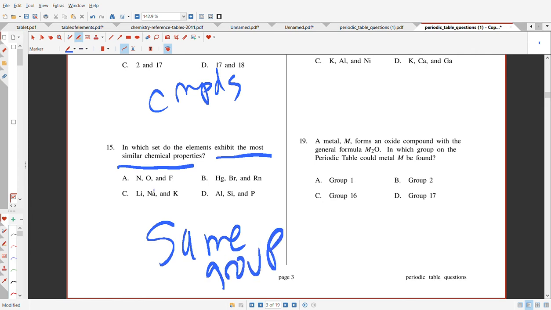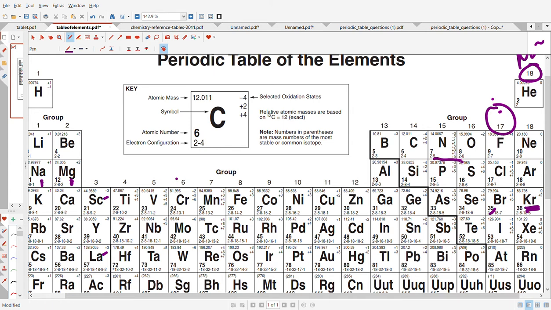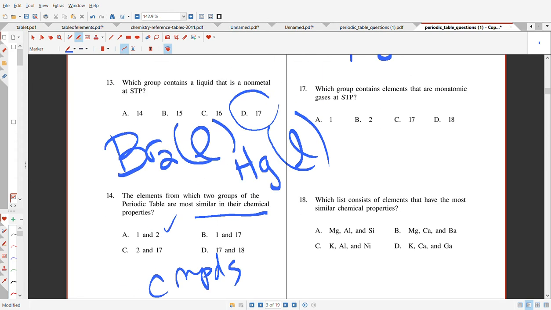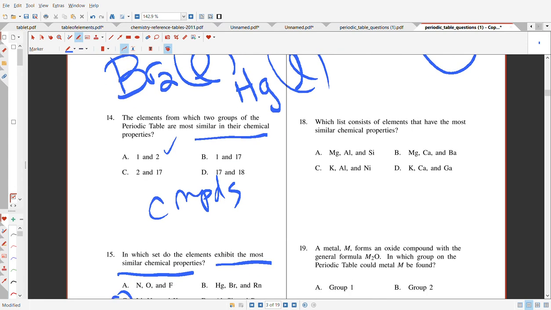Let's look at N, O, and F, because they trick you here. See how they gave you the same period? That's not the answer. But the other one said Li, Na, and K, which is in the same column, and that's going to be the answer. Same group, similar chemical properties. Group 18 are called monoatomic gases or noble gases.